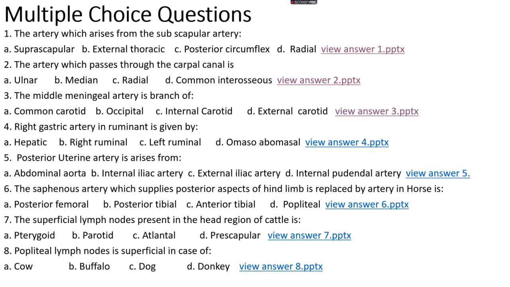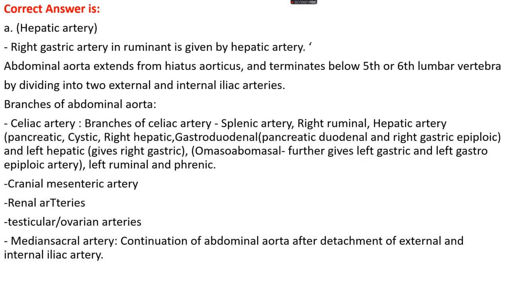Okay. Question number 4. The right gastric artery in ruminants is given by: option A, hepatic artery; option B, right ruminal; option C, left ruminal; option D, abomasal. The right answer is option A, that's the hepatic. The right gastric artery in ruminants is actually given by the hepatic artery.